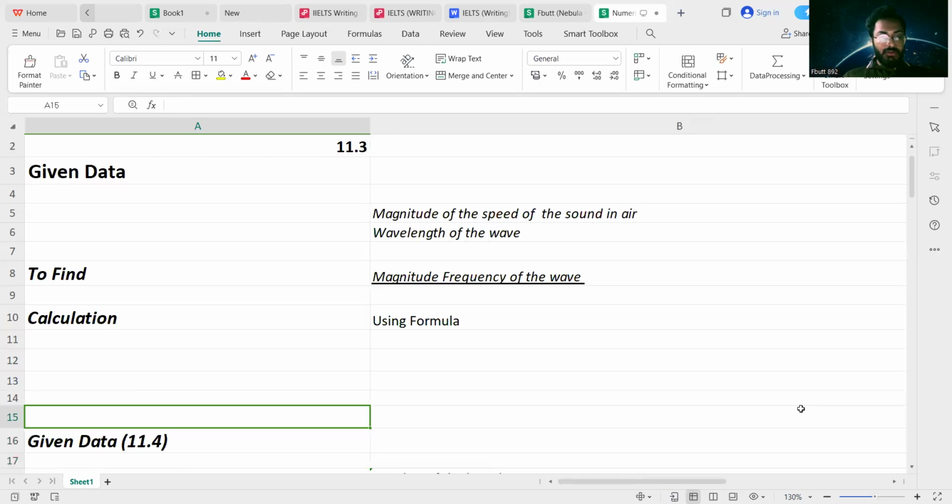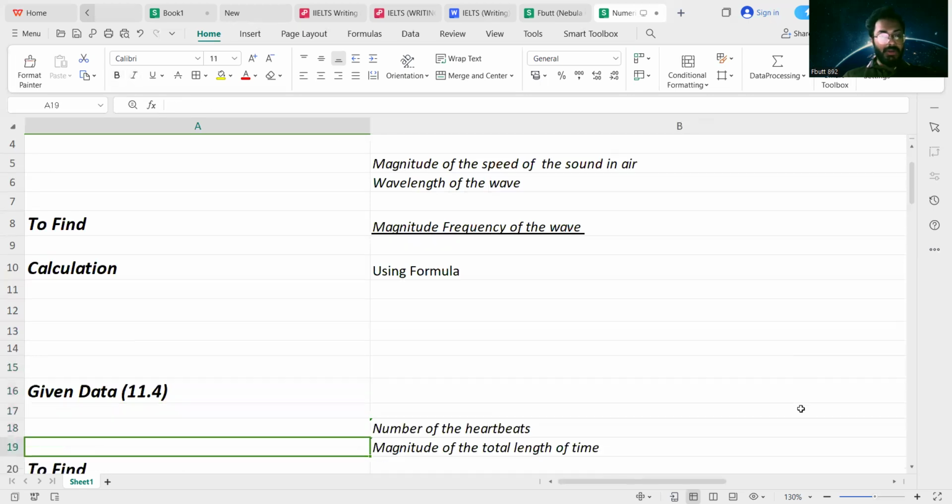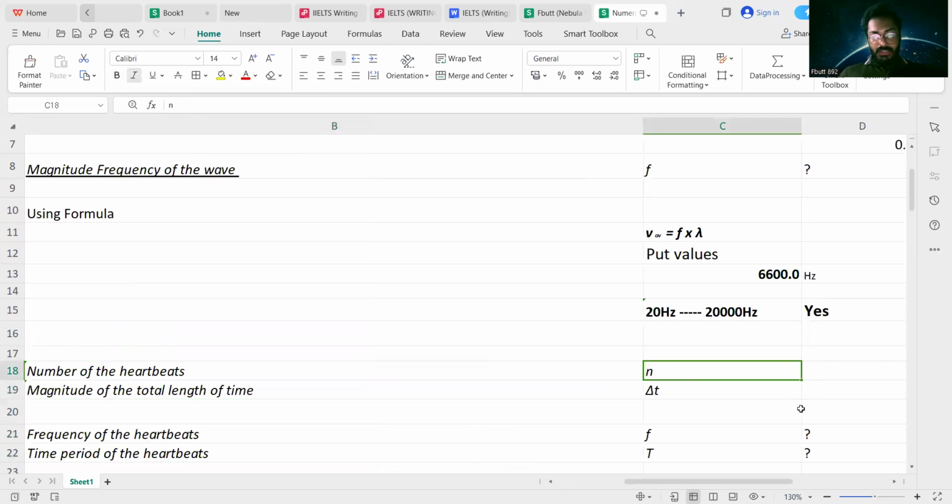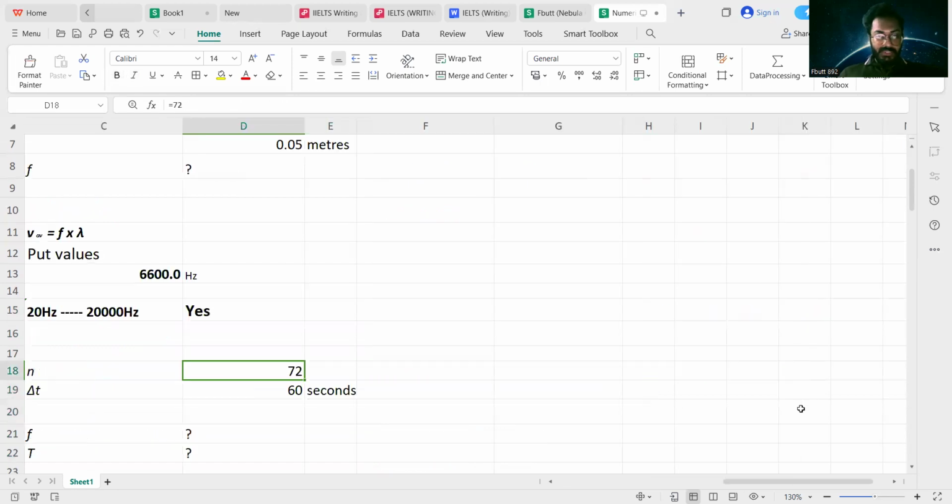Now we are shifting towards numerical 11.4. What did the examiner ask in numerical 11.4? The examiner asked, a doctor counts 72 heartbeats in 1 minute. Calculate the frequency and the period of the heartbeats. So the number of heartbeats, small n, is equivalent to 72.